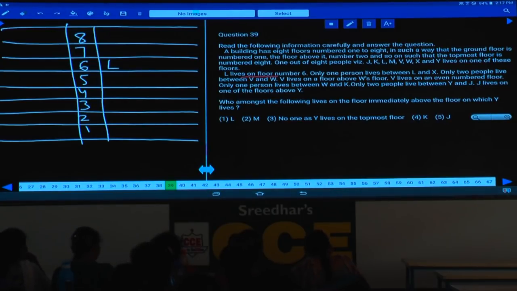Only one person lives between L and X. How many persons in between L and X? There is exactly one person. How many possibilities do we have? We have 2 possibilities. X can be either on the 8th floor or X can be on the 4th floor. There are 2 possibilities for L and X.